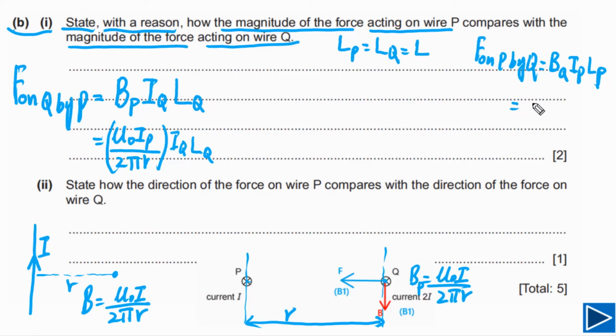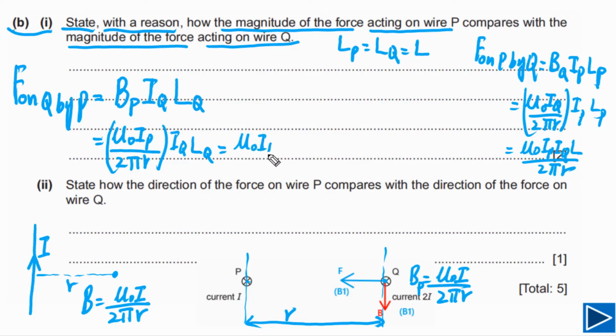Now, if we write down the formula, in this case, we will say this is mu naught IQ over 2 pi r times IP times LP. If LP is equal to LQ, we can say that this is mu naught IP IQ times L divided by 2 pi r. This one also we can rearrange. We can say this is mu naught IP IQ L divided by 2 pi r. Now, if you compare these two formulae, you will see they are the same.